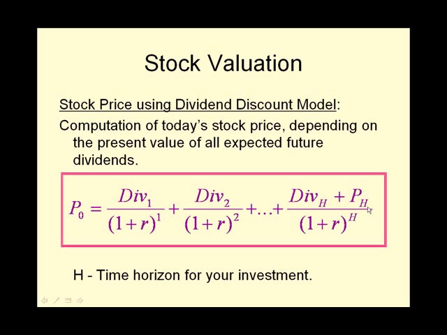You can think of this as analogous to the bond valuation formula, where we had the interest payment in year one discounted by 1 plus R to the 1 power, plus the interest payment in year two appropriately discounted, all the way out to the interest in year 5 appropriately discounted, plus the return of principal. The return of principal is analogous to a stock price at the planning horizon, or at the stock valuation horizon.